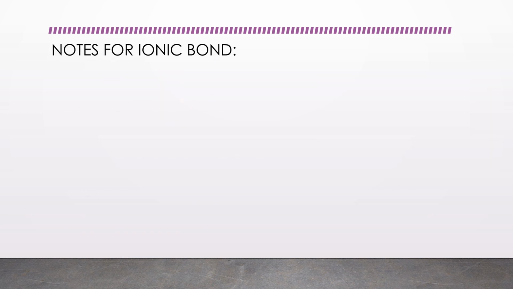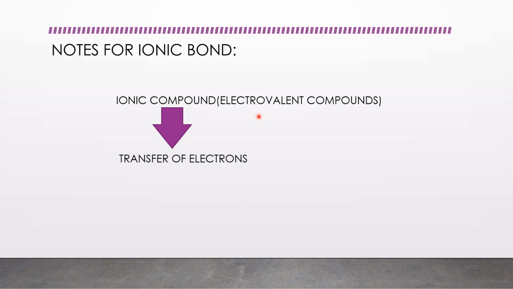And then notes for ionic compound. As we all know, an ionic compound is otherwise known as an electrovalent compound. And the main important word, as we saw in the previous slide, is transfer of electrons from one element to another element. And the force of attraction is electrostatic force of attraction. It is very strong.